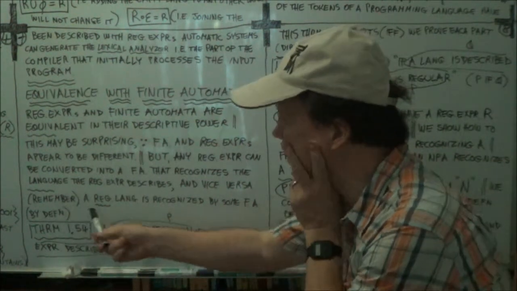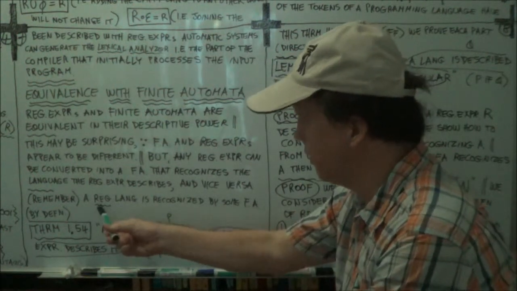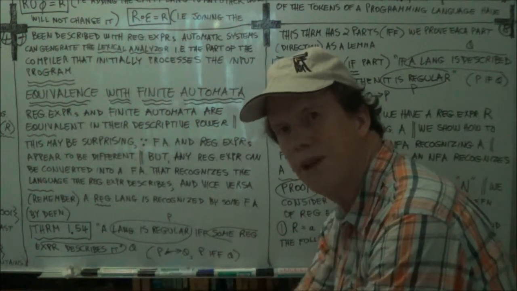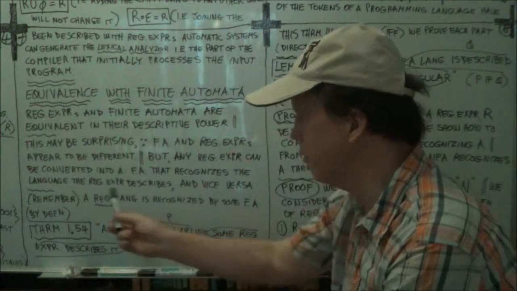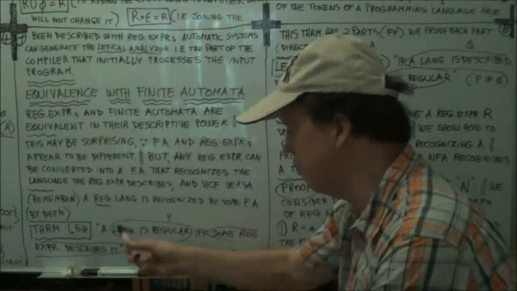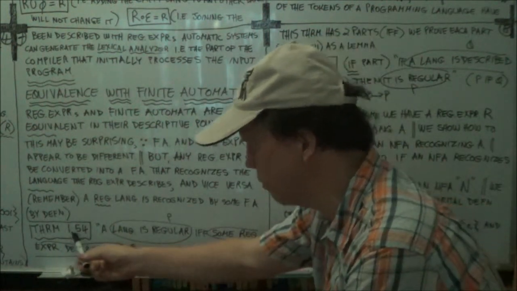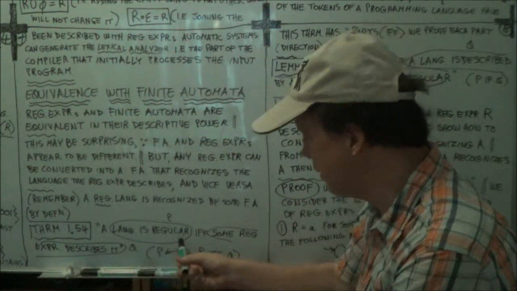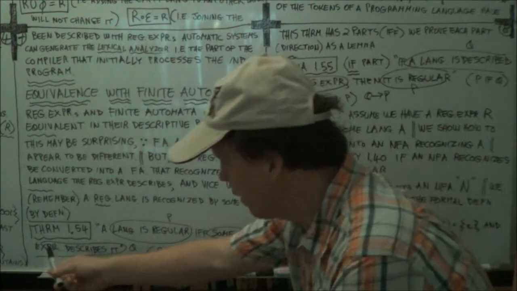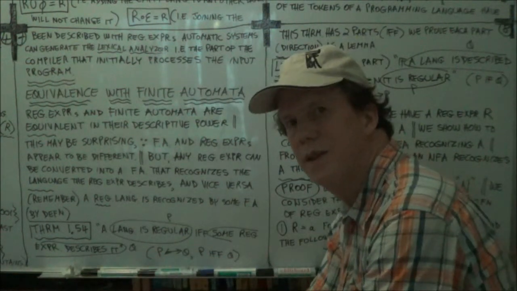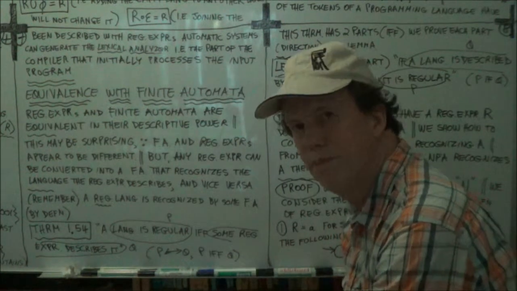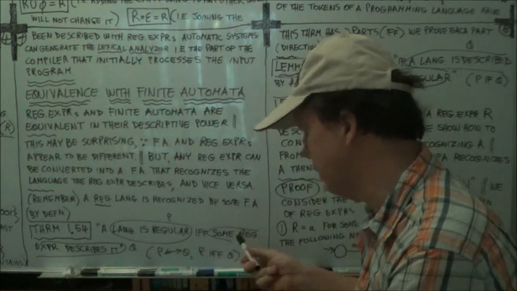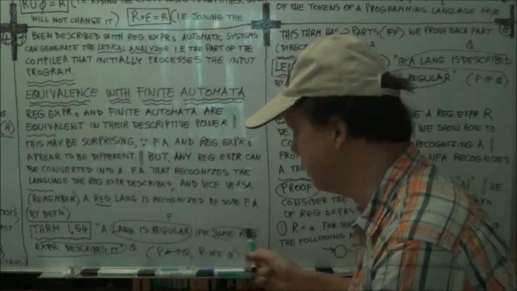By the way, a reminder: a regular language, by definition, is a language that's recognized by some finite automaton, some FA. Now a theorem, we'll make this more explicit. It's theorem 1.54. A language is regular if and only if some regular expression describes it. It's an if and only if, so to prove this theorem, we have to prove it both ways. I've helped a bit by isolating which is the P and which is the Q.